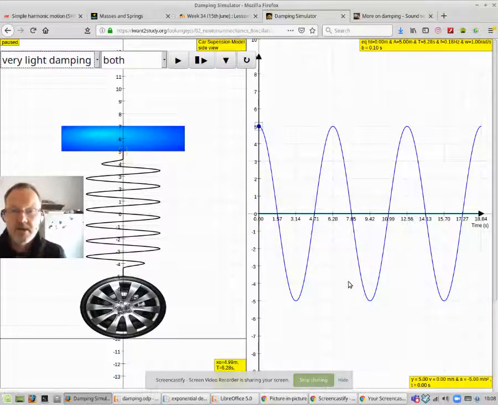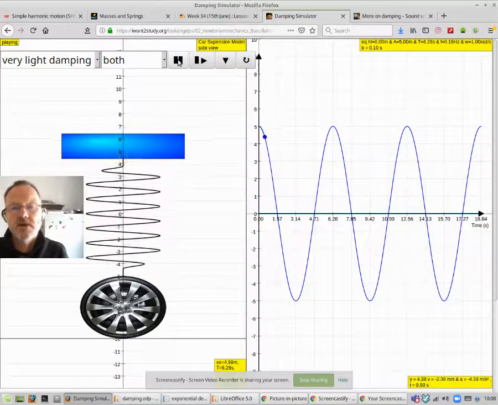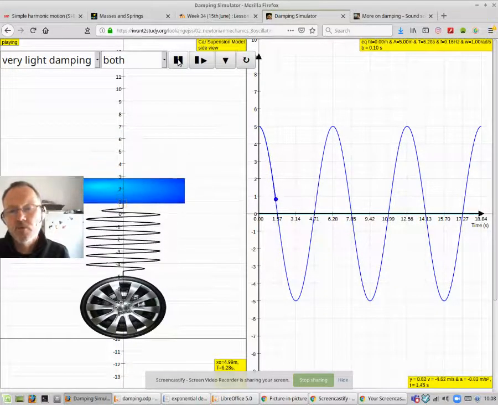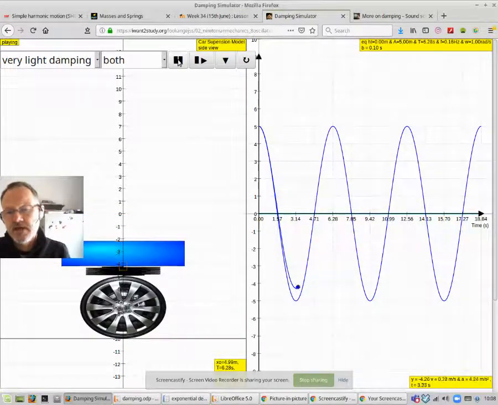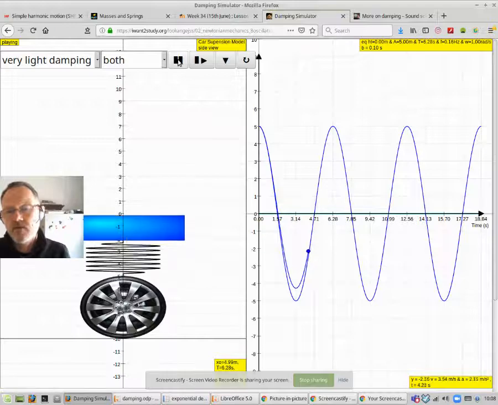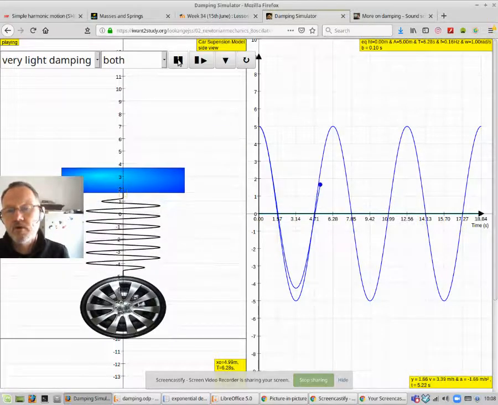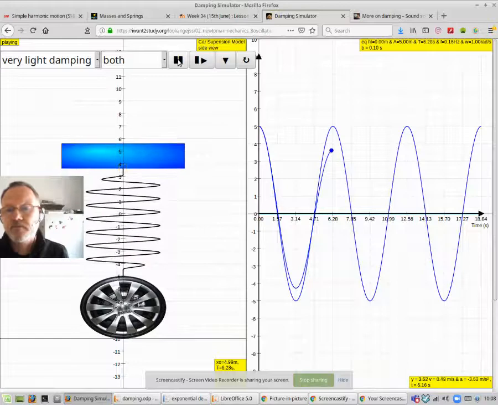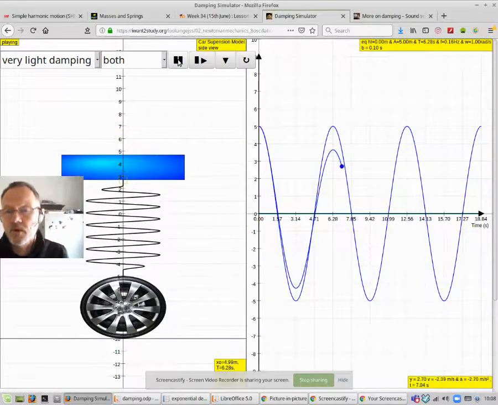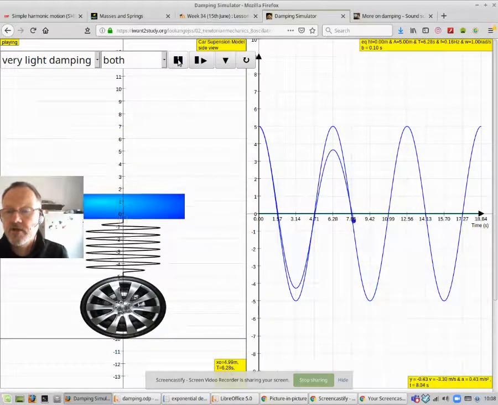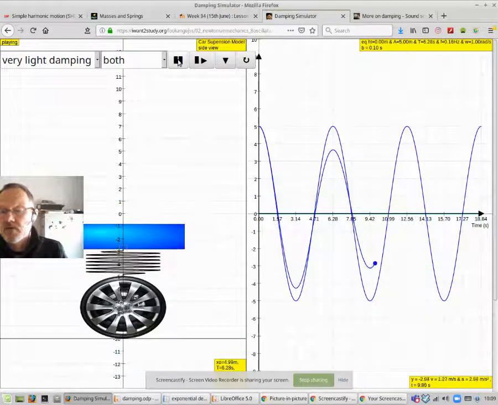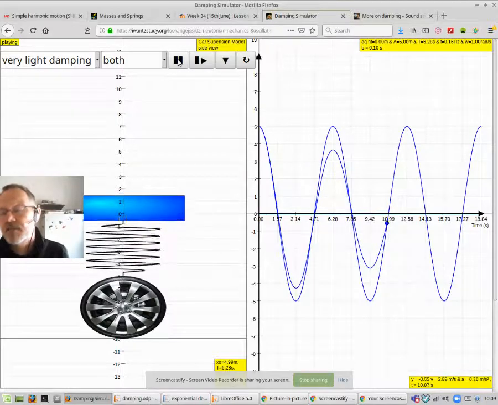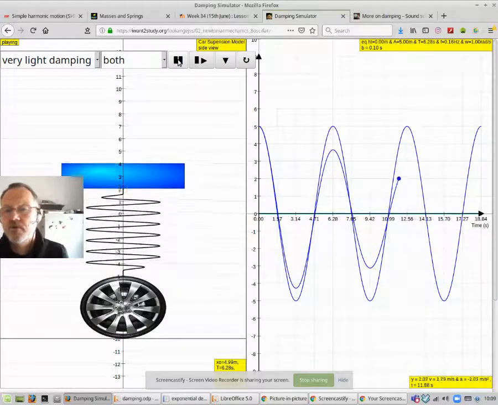Okay, so hopefully you've had a go at that. Let's have a look. So here goes the motion as before. It looks almost the same. What we can see is that straight away the amplitude is not the same after half a cycle or after one whole cycle, and the amplitude is decreasing as we go along. So there's a clear decrease in amplitude in each of the motions there.